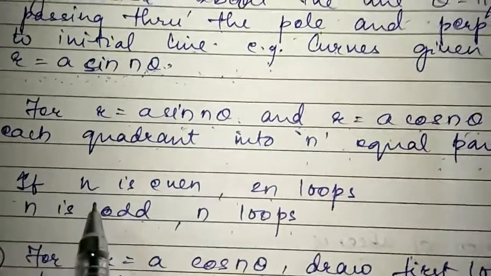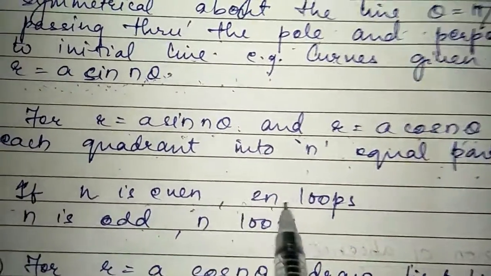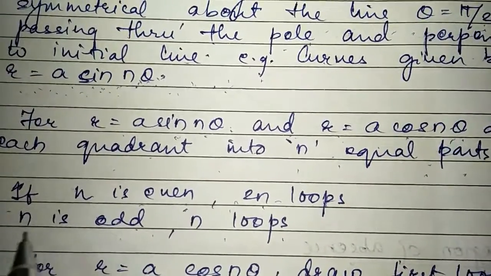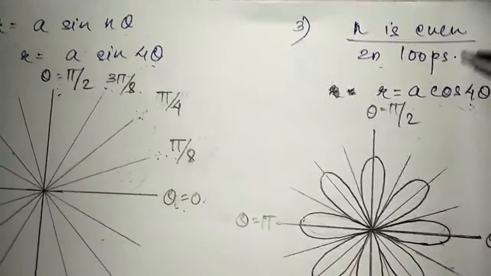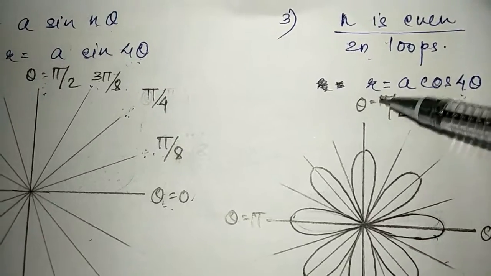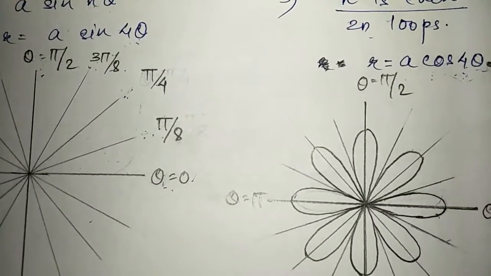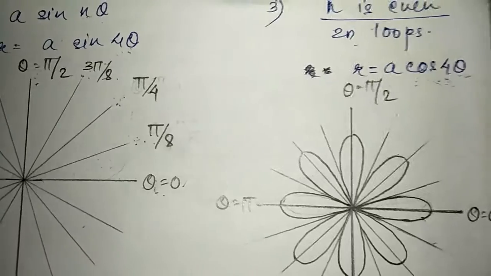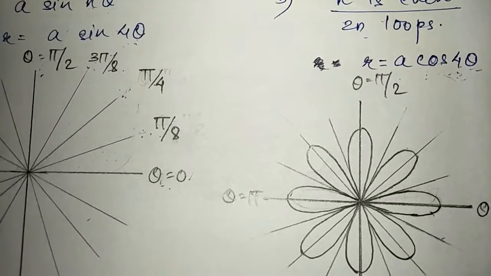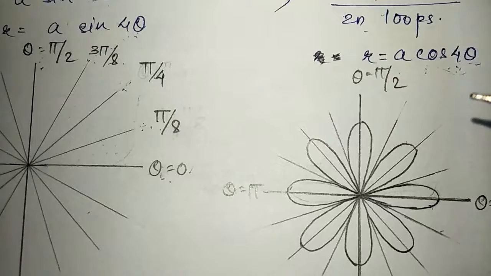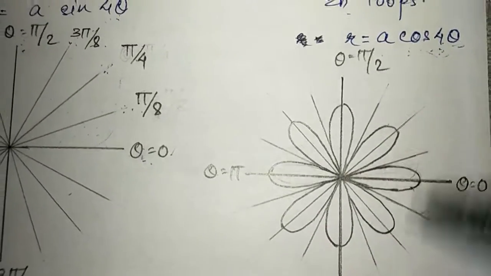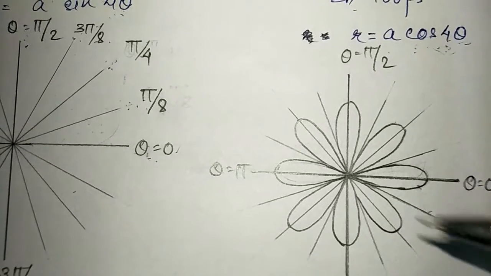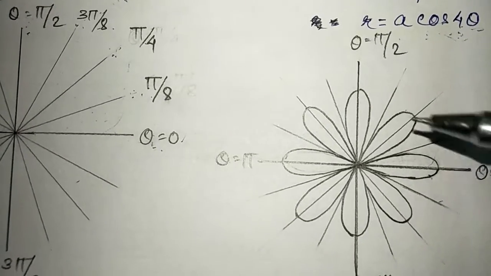Now, if n is even, we'll have 2n loops for the curve, and if n is odd, we'll have n loops for the curve. We'll see with an example. For n is even, if we have r is equal to a cos 4 theta, now here n is 4, which is even. So how many loops we'll have? We'll have 2n, that is 2 times 4, that is 8 loops for the curve. So you can see from the figure, this is the curve for r is equal to a cos 4 theta, which has 8 loops.